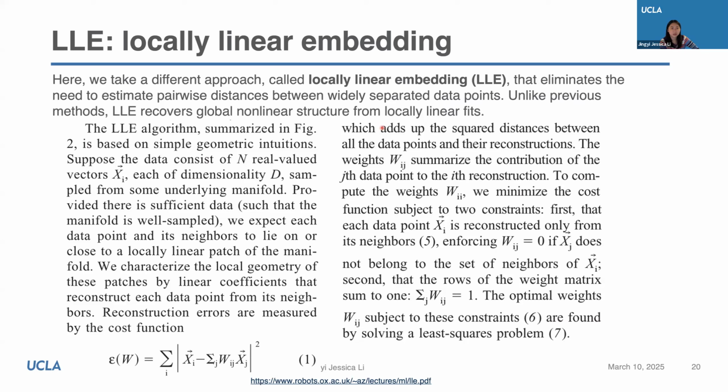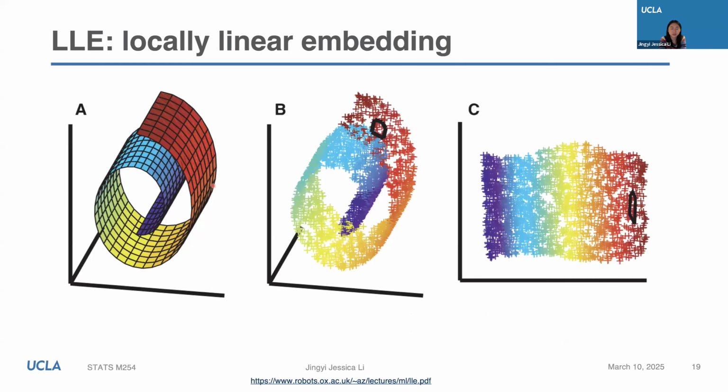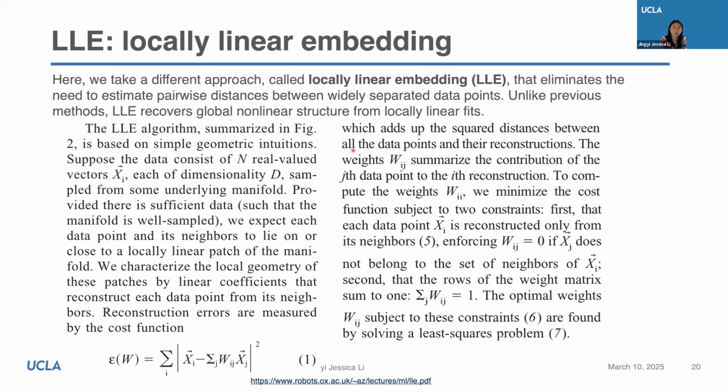Suppose the data consists of n real-valued vectors xi, so i goes from 1 to big N, each of dimensionality big D, sampled from some underlying manifold, provided there is sufficient data such that the manifold is well sampled. So you don't want the case where the sample size is so small you miss certain parts, right? There's no data coming from that part, and you cannot do anything.